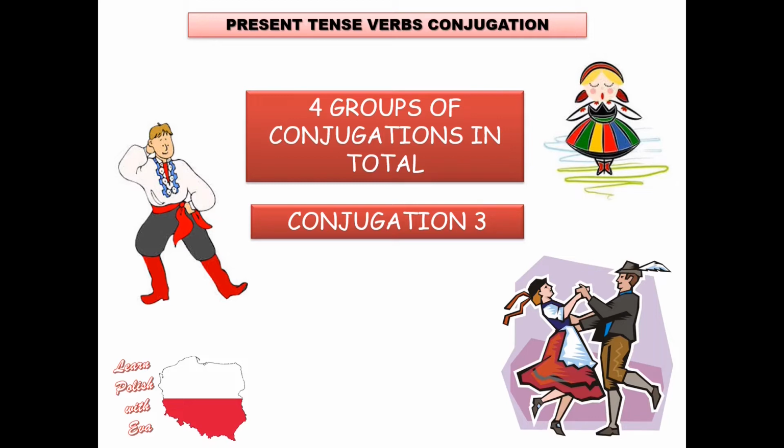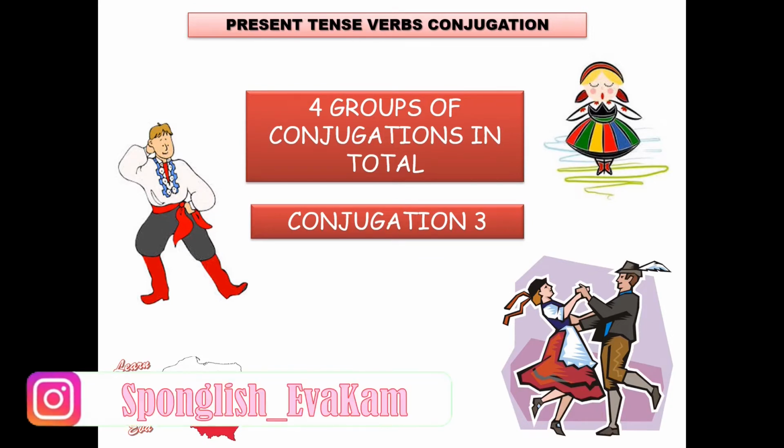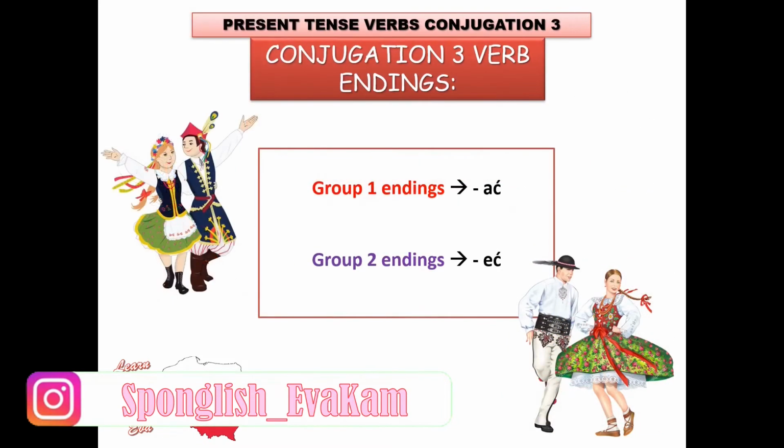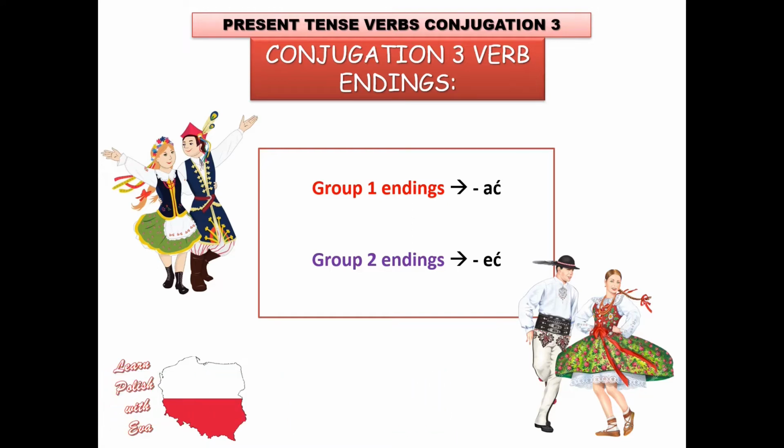Today we will continue with the present tense verb conjugation, and we will move on to conjugation number 3. As you remember, there are 4 in total, so we're almost there. So what does conjugation 3 consist of? In conjugation 3, we have 2 groups with different endings. That's ach and ech, as we can see here in the slide, and they will have their specific verb endings, completely different than the ones we've gotten to know so far. So let's have a look at them first.